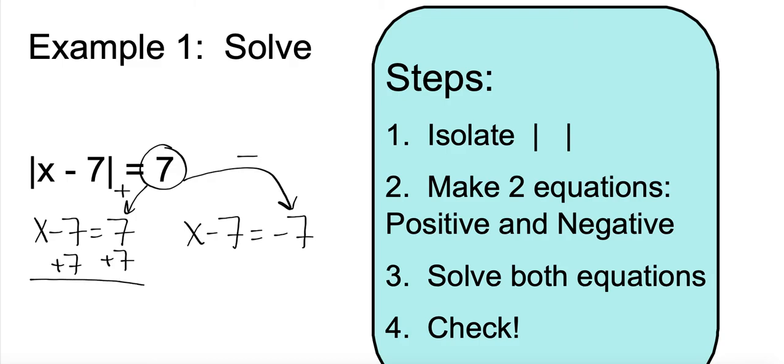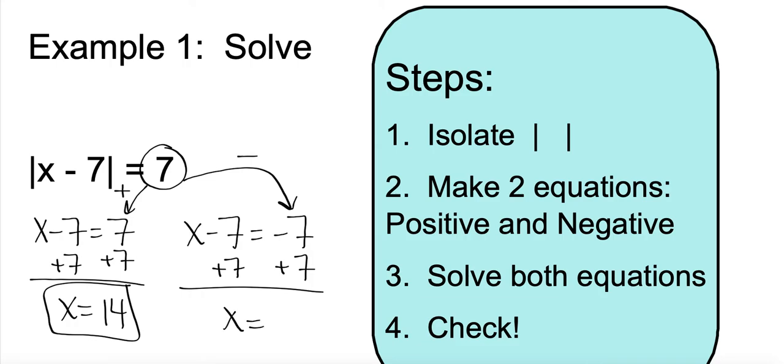So add 7, and we get x equals 14. And then for this one, we're going to add 7 also. And you see that those will cancel out, and we'll get x equals 0, okay? And then you want to check for your final answer.